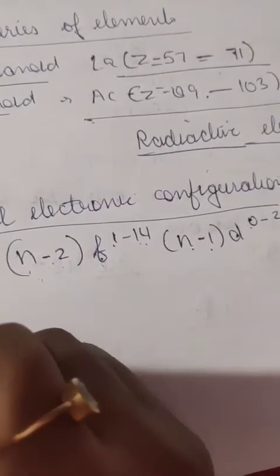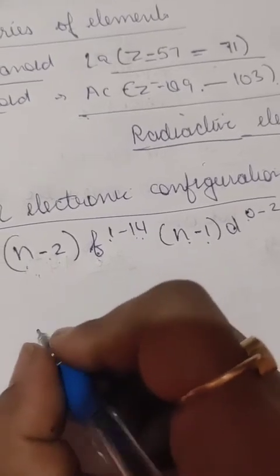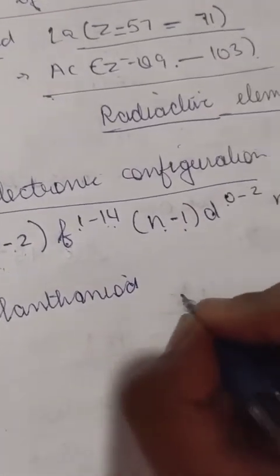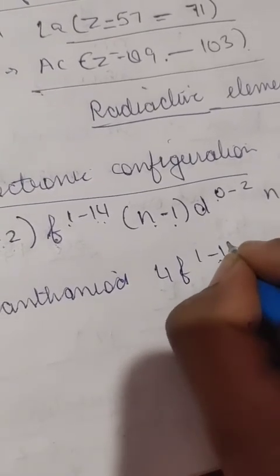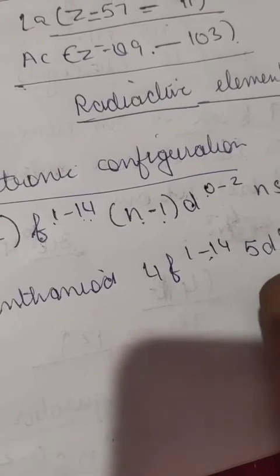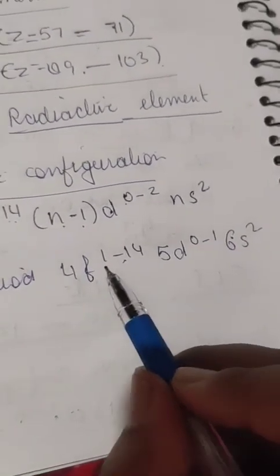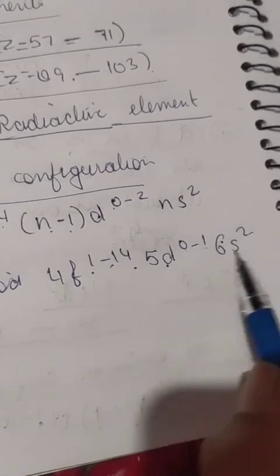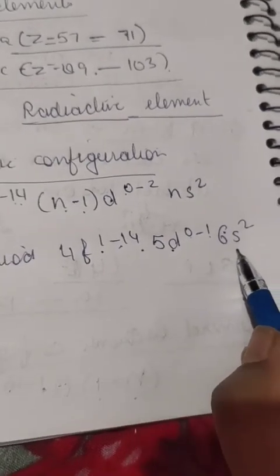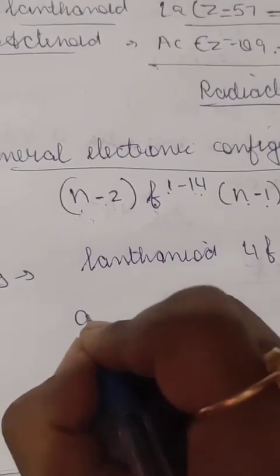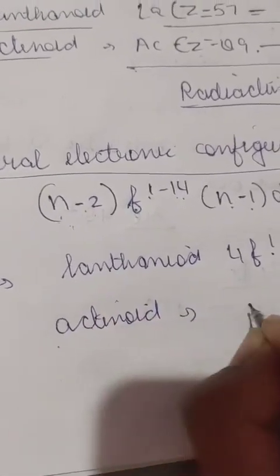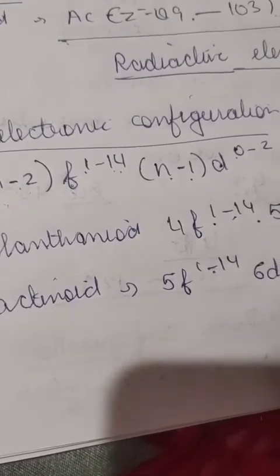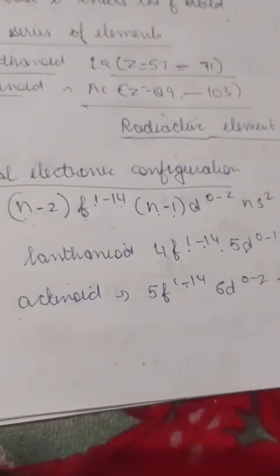Here, if we take the example of lanthanoids, the general electronic configuration of lanthanoids will be 4f1 to 14, then 5d0 to 1, and 6s2. That means the number of electrons in f could vary from 1 to 14, for the d subshell it would be 0 to 1, and for the 6s subshell it's 2 electrons. So it's for lanthanoids, and for actinoids it could be 5f1 to 14 and 6d0 to 2, and it's 7s2. So this is the general electronic configuration.